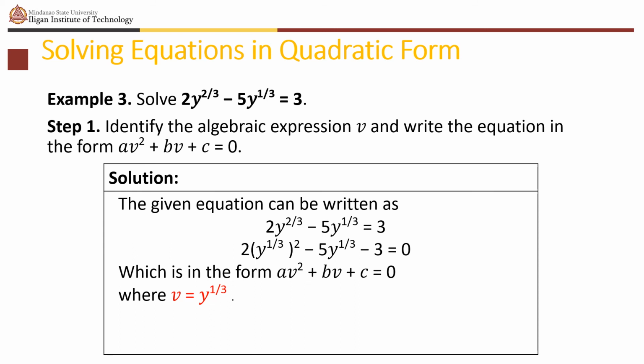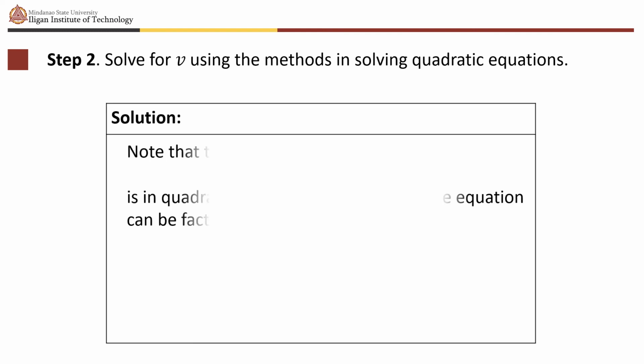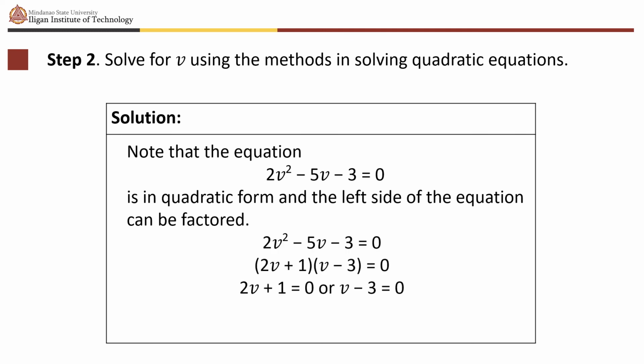And it can be in this form now, av squared plus bv plus c is equal to 0. So you will now have 2v squared minus 5v minus 3 equal to 0. Step 2 would be to solve for v using the methods in solving quadratic equations. So now we have 2v squared minus 5v minus 3 equal to 0, which can be factored. Come up with 2v plus 1 equal to 0 or v minus 3 equal to 0. You can say v equals minus 1/2 or v equals 3.